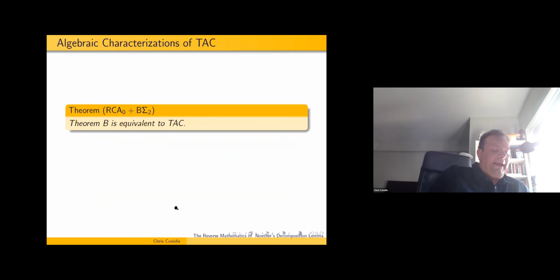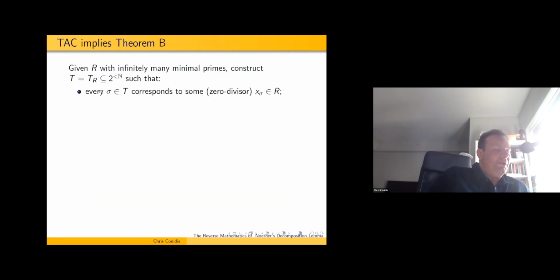And so here, if I want to show that the tree anti-chain principle implies theorem B, I start with a ring that has infinitely many minimal prime ideals that are relatively coprime to each other, sorry, uniformly coprime. And then given this ring, I build a tree such that every node in my tree corresponds to some, it's going to turn out to be a zero divisor.